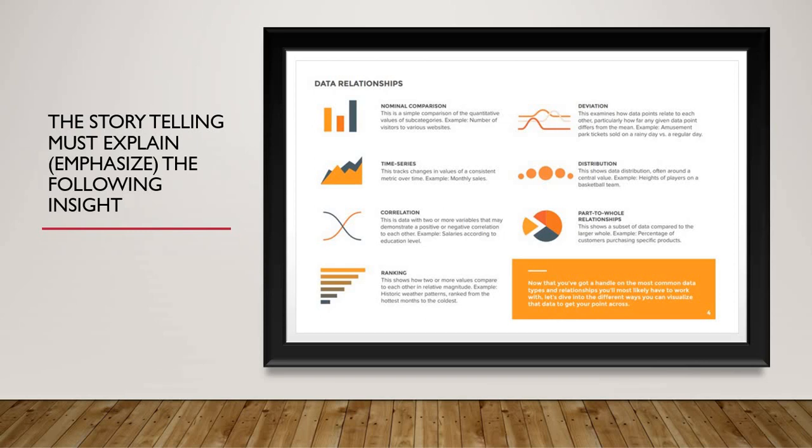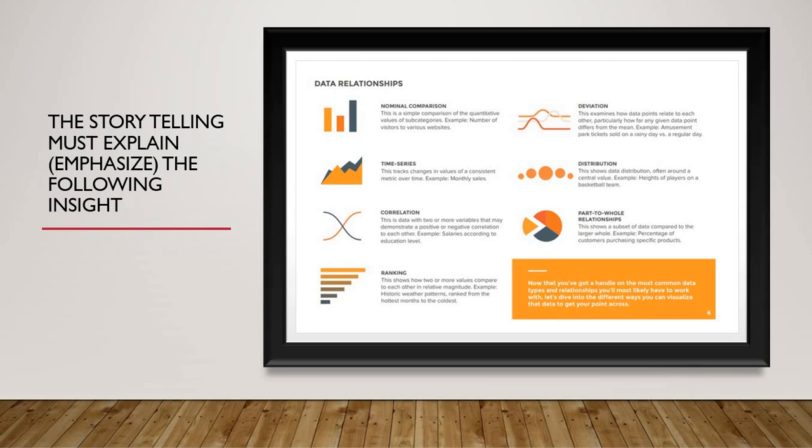This track changes in values of consistent metric over time, monthly sales ataupun correlation. This is data with two or more variables that may demonstrate positive ataupun negative correlation to each other. For example, salaries according to education levels ke. Kemudian ranking. This shows how two or more values compare to each other in relative magnitude. For example, historic weather patterns rank from the hottest month to the coldest.